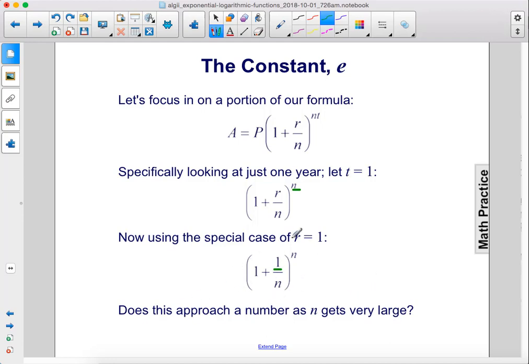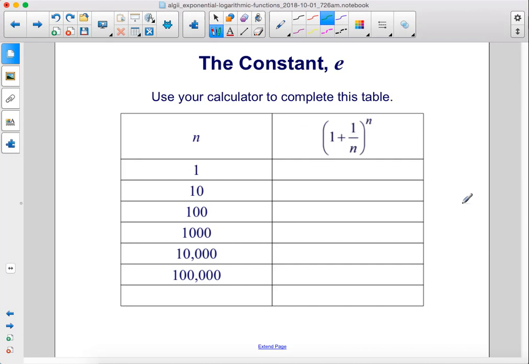Does this approach a number as n gets very large? Use your calculator to complete this table. If we plug in 1 for n, this would be 1 plus 1 over 1 raised to the first power. This is 1 plus 1, so it's 2 raised to the first power, which is 2. We're going to use our calculator on the next slide.